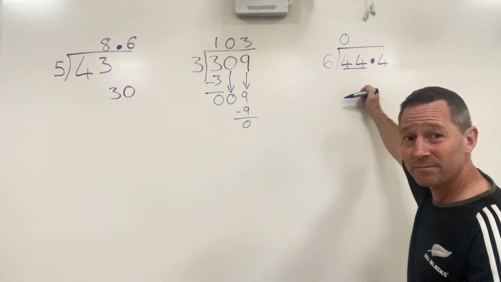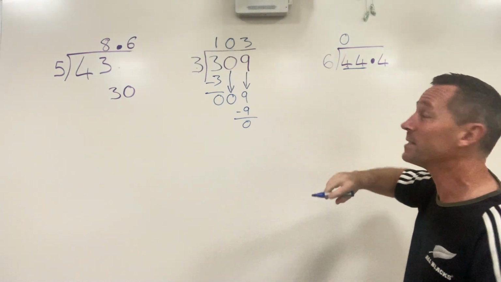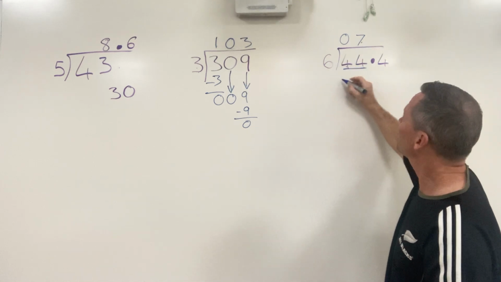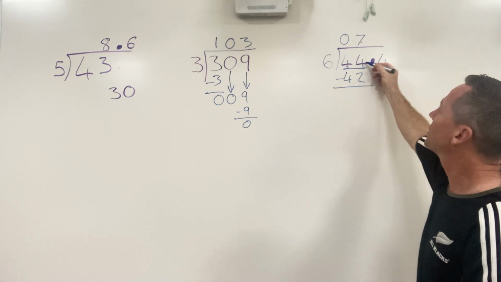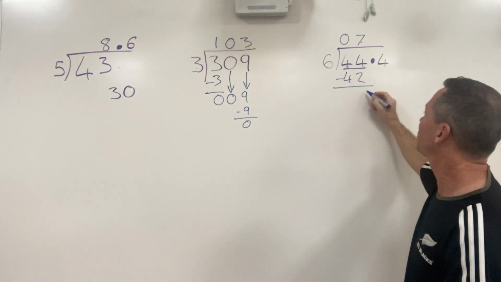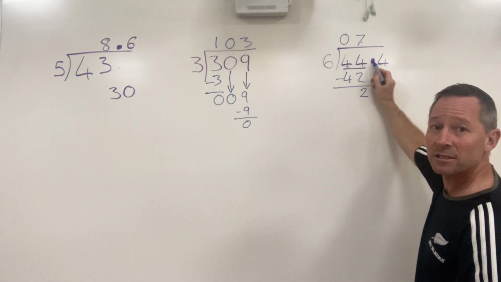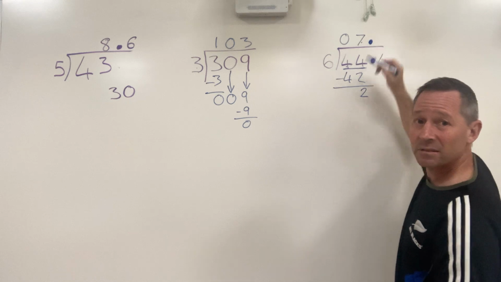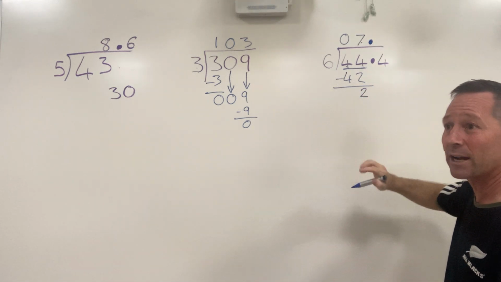6 times 8, what is it? 48. So 8's too big, must be 7. 7 times 6 is 42. I minus, that leaves 2. Okay, now I've got a decimal point here. So I'm going to put that straight up here, straight above it. If I didn't, I'm going to have a totally wrong answer.